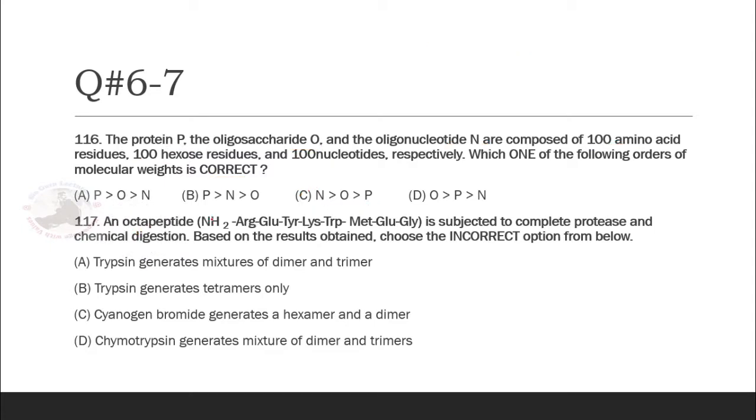An octapeptide sequence is given and we need to identify protease and chemical digestion based on the results obtained. Choose the incorrect option given below. First of all, we must know the enzymes trypsin, cyanogen bromide and chymotrypsin. What is their cleaving amino acid? If you are clear with this, then we can get the incorrect option here.